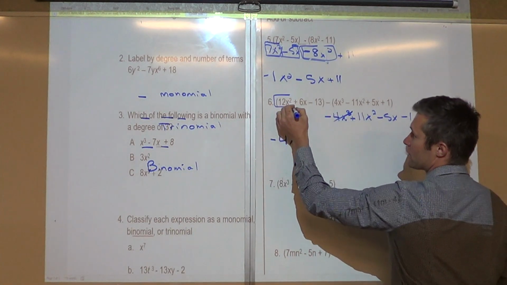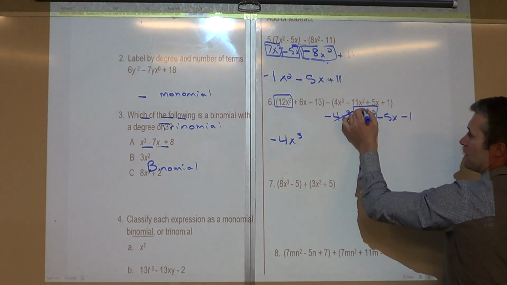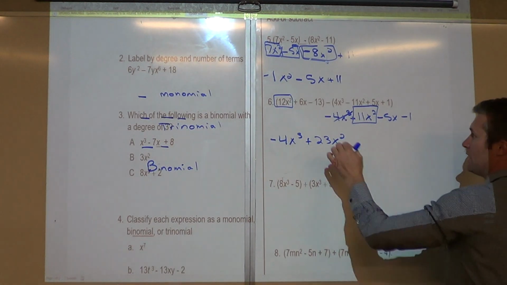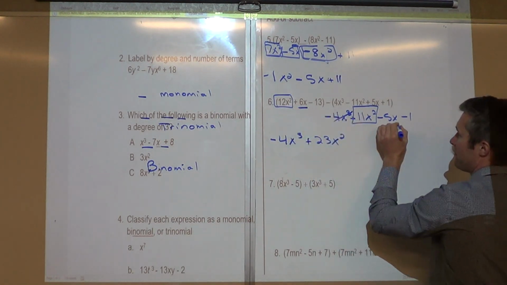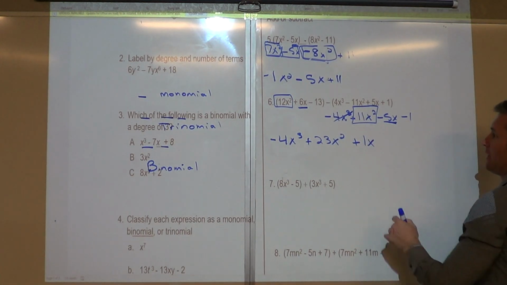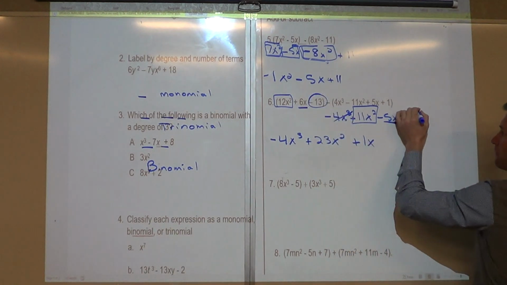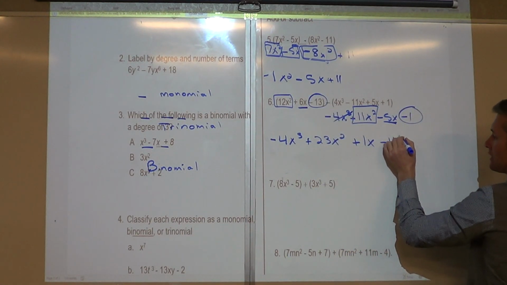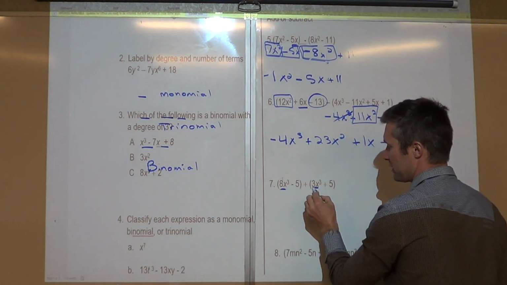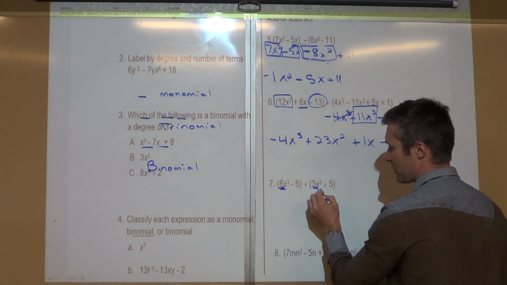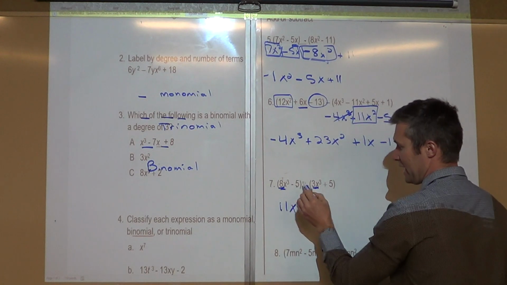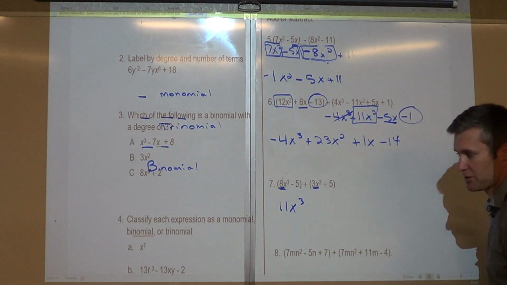I have 12x squared and 11x squared. So 12 plus 11 is 23x squared. 6x and 5x, so 6 minus 5 is 1x. And then negative 13 and minus 1, so that's negative 14. With addition, we just combine like terms. So 8x squared and 3x squared, 8 plus 3 is 11x to the third. Then negative 5 plus 5 is 0, so they cancel off.